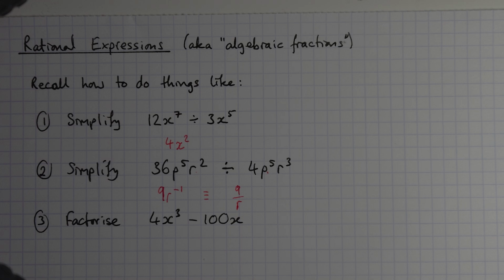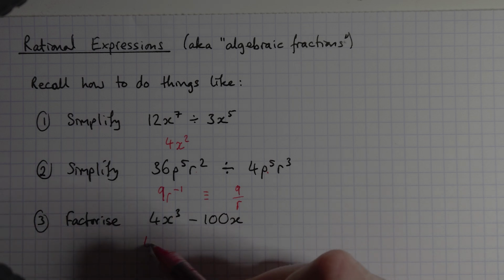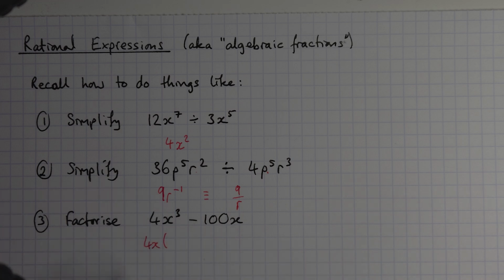The next set of skills are factorising skills. I just want to remind you of some of the weirder ones. So something like this, there's not a lot going for it, but I think it's a single bracket factorisation to begin with. I noticed that both terms contain a factor of 4. Both of them also contain an x. So let's take 4x outside as a common factor.